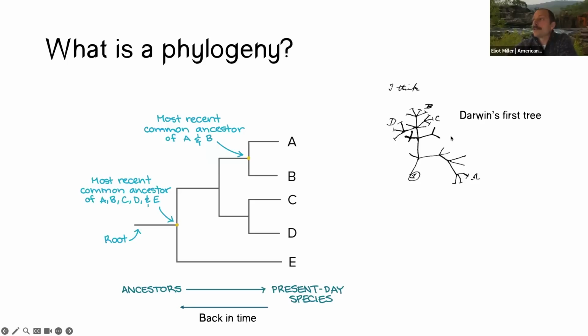This is Darwin's first tree, and it's a good introduction to the idea of a phylogeny. So the way to read a phylogeny is as follows. First, you've got these species out here at the tips. These are extant, meaning that they're alive today. And then as you work your way from right to left, you're going back in time into the fossil record.